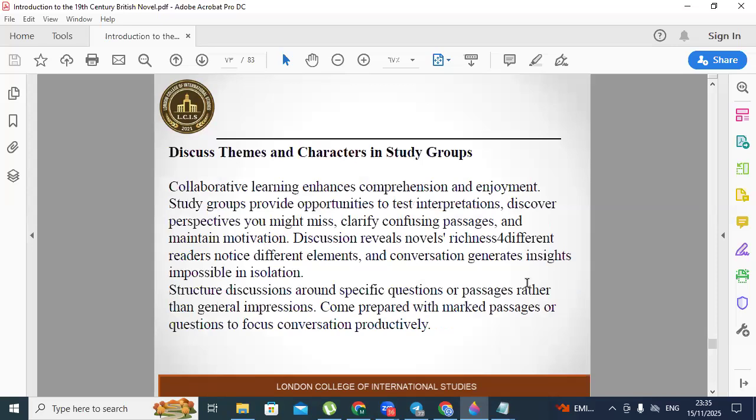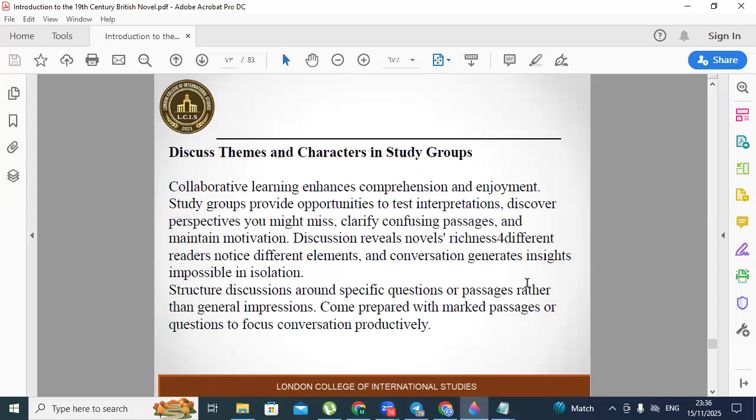Discuss themes and characters in study groups. Collaborative learning enhances comprehension and enjoyment. Study groups provide opportunities to test interpretations, discover perspectives you might miss, clarify confusing passages, and maintain motivation. Discussion reveals the novel's richness. Different readers notice different elements, and the conversation generates insights impossible in isolation.